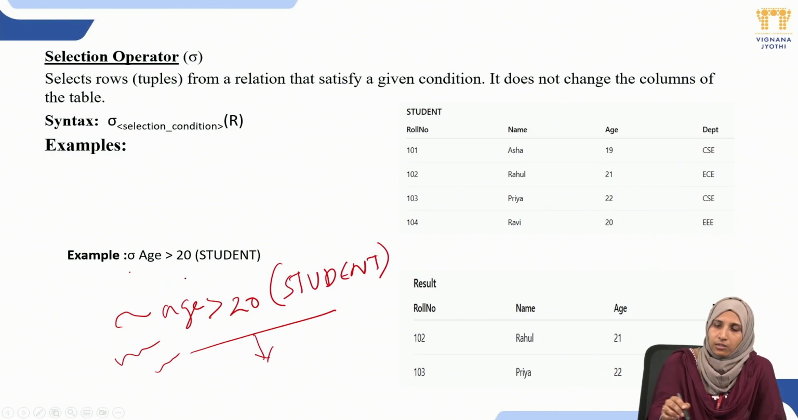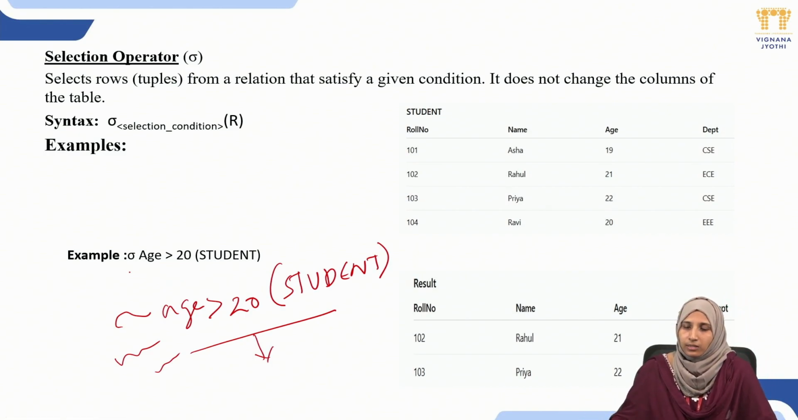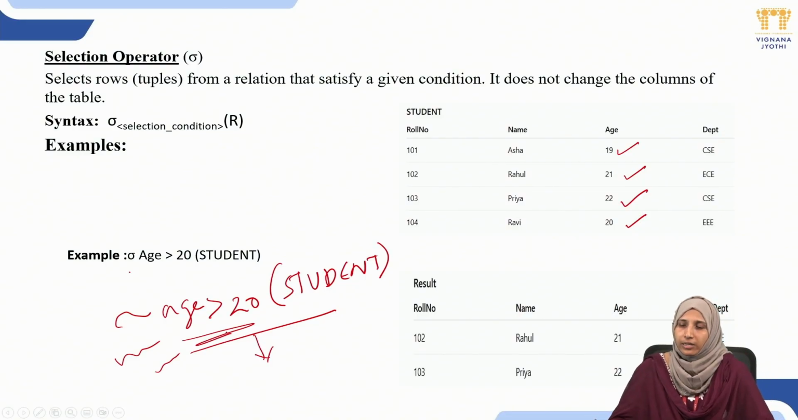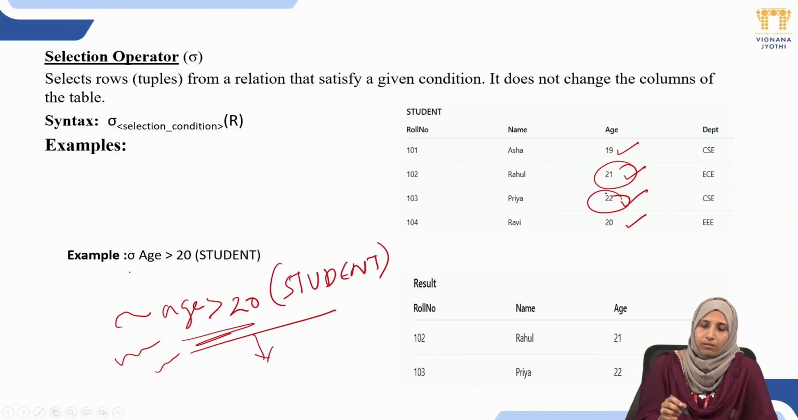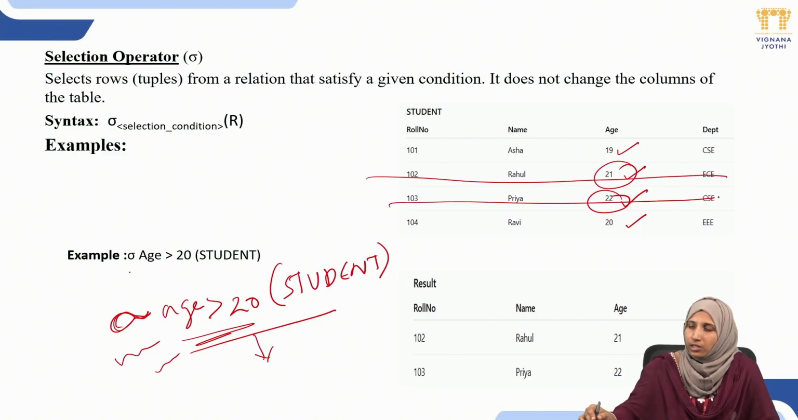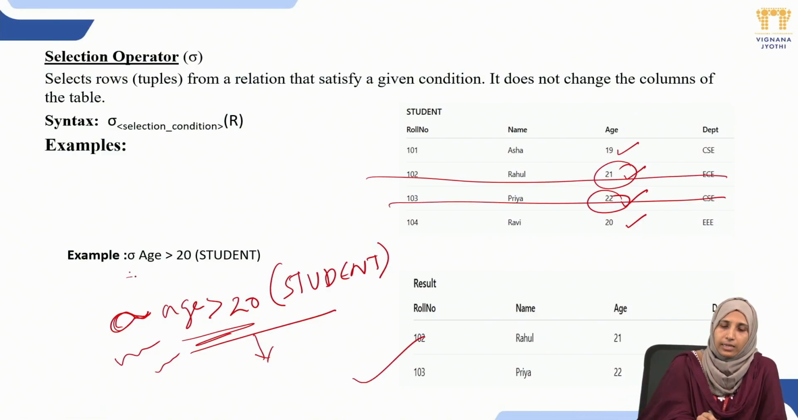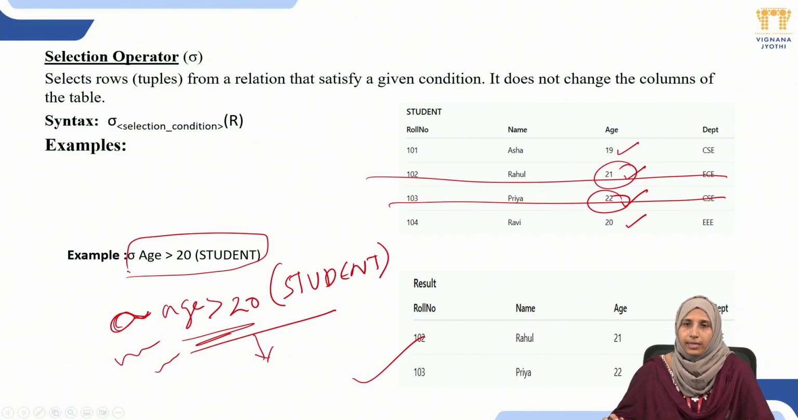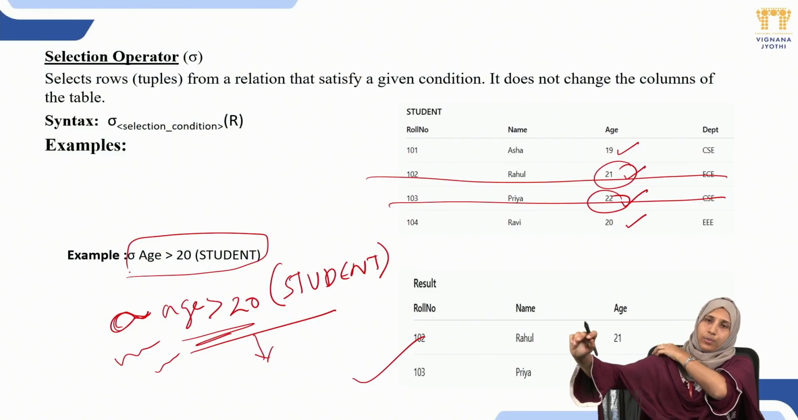Selection operator works row wise. Wherever you see 19, 21, 22, 20, what is the condition? Age must be greater than 20. Such rows we have two: 21 and 22. With the help of the selection operator, we are applying a condition on the entire row. So these two rows will be my result for this given selection operator. With the help of the selection operator, you can extract the complete row of a given relation. That is my first operator in relational algebra, which belongs to the unary operators.